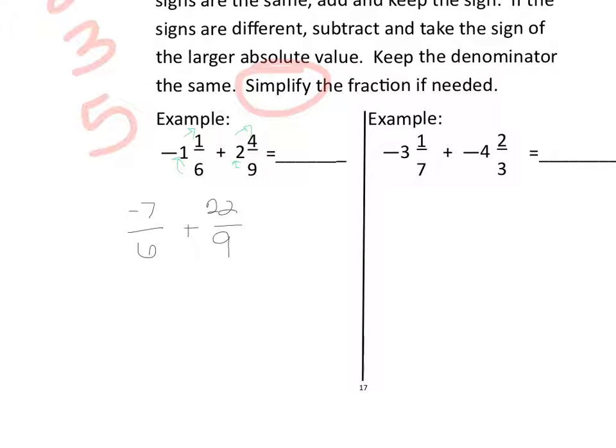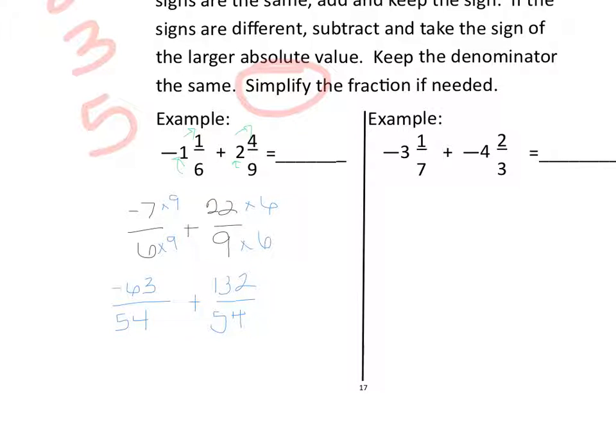So we can look at this and say, I know 18 will work, but if you didn't know 18, we would multiply the denominators together. So we would say 6 times 9, and therefore we would then say 7 times 9. We'd say 9 times 6, and then we'd say 22 times 6. 7 times 9 is 63, and we know it's going to be negative, over 6 times 9 is 54. Plus 22 times 6 is 132, and 9 times 6 is 54.